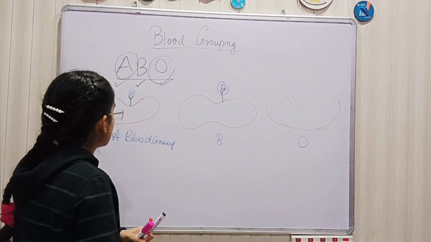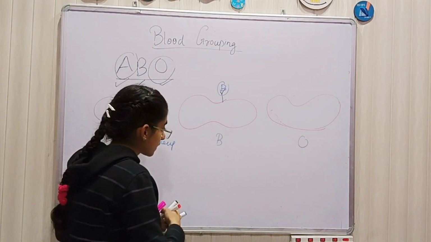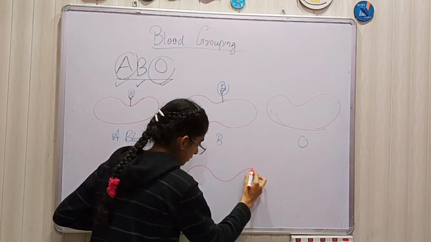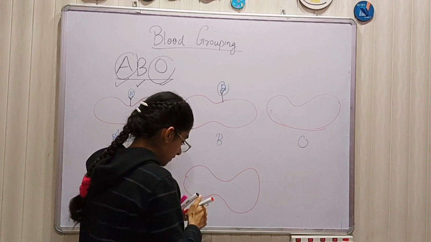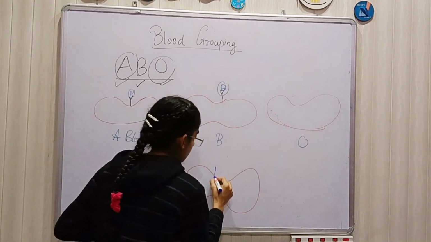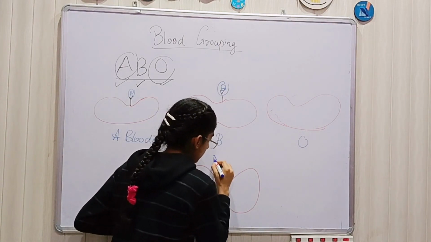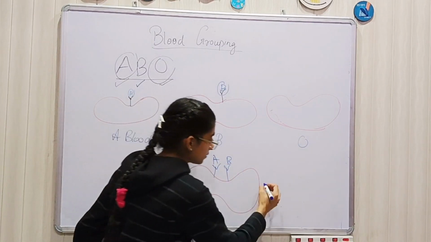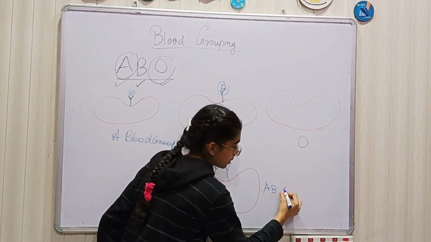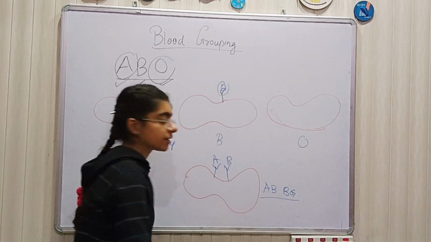Now, if I have an RBC where both are present, I have A and B both, so this will be AB blood group. It will be AB blood group.